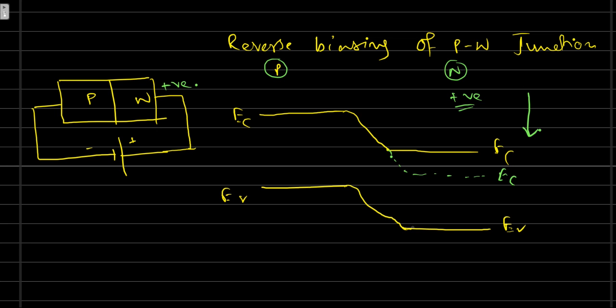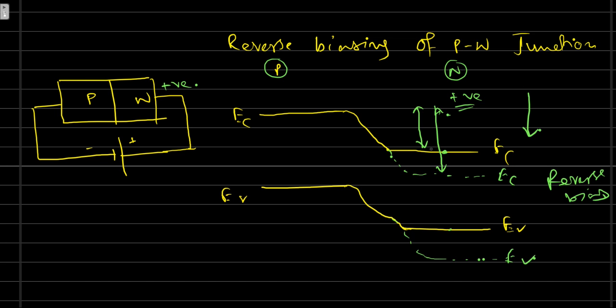Now the new position of the conduction band will be here, and the new position of the valence band will be here, because the valence band will also shift in the same way. Ultimately the band gap, the distance between EC and EV, is constant and equal to the band gap. So if the conduction band shifts downward, the valence band will also shift downward. Now see, previously the barrier height was this one, now the modified barrier height is this, so the barrier height increases. This is called the reverse bias.